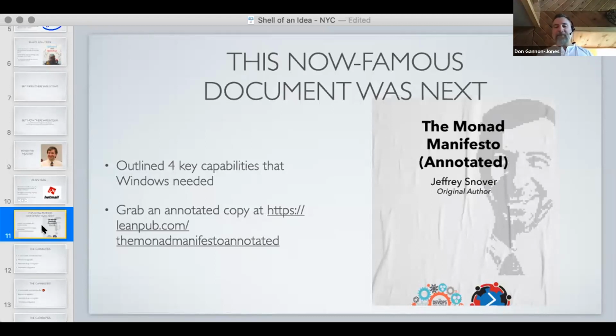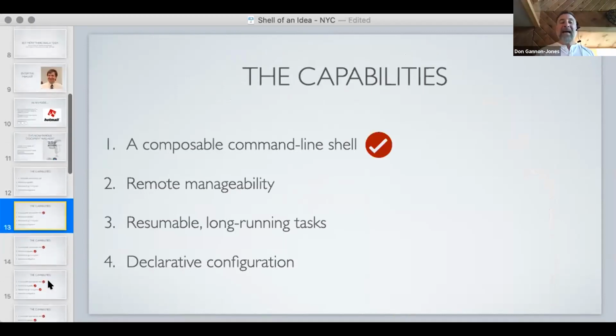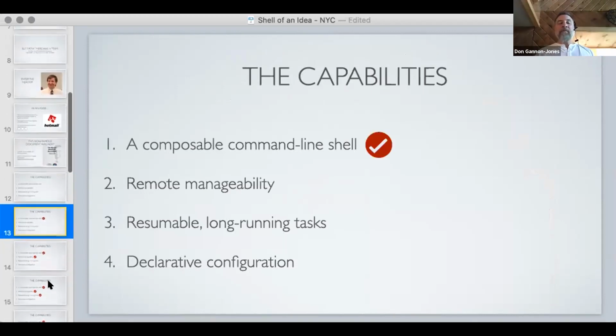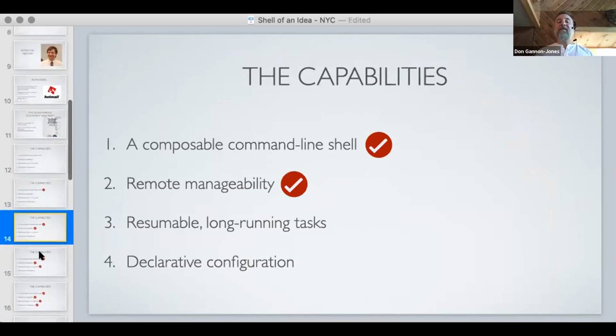So what happens next? In the manifesto, he said we're going to have 4 capabilities: a composable command line shell. And guess what? We got that in version 1. We're going to offer remote manageability. That was his second big capability, and we got that in version 2. We need to have resumable, long-running tasks, and we got that in version 3 with workflow.